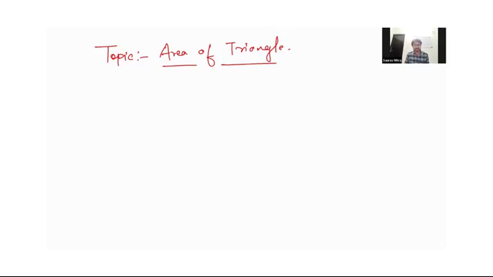Today's topic for the session is area of triangle from your chapter coordinate geometry. So we will use the concept of distance formula to find the area of a triangle. So let's start the session. Let's start with an example.